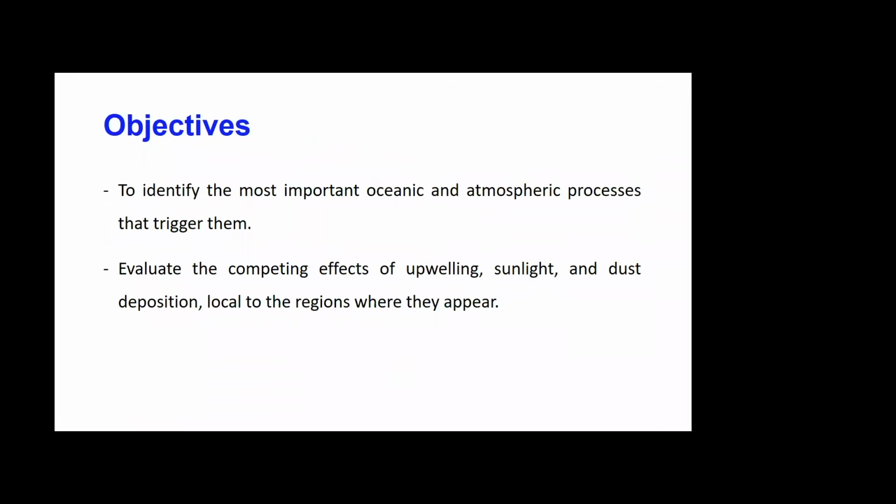So the objective of this study is to identify the most important oceanic and atmospheric processes that trigger the species in this region, including the 4 subregions, and also to evaluate the competing effects of the upwelling, sunlight, and dust deposition that are local to the regions where they appear. And we focus here again on the 4 subregions: the Red Sea, Arabian Gulf, Oman Sea, and also the Arabian Sea.